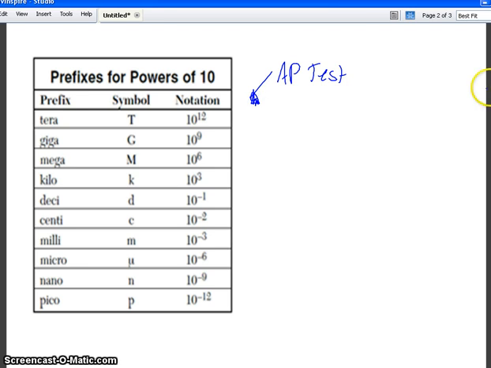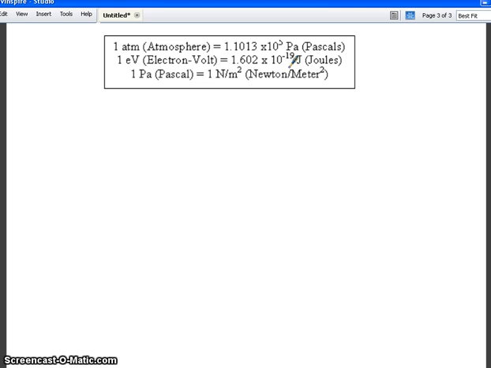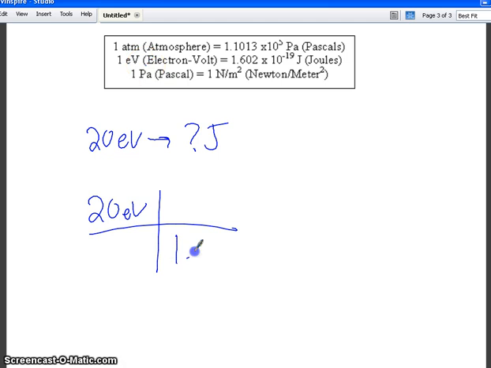One more thing, you're also going to have other random conversions, like an electron volt is equal to that many joules. It's the same thing. So let's say I have 20 electron volts. How many joules? Well, I put 20 electron volts here, and I put 1 electron volt on the bottom so I can cancel those out, and on top it's going to be 1.602 times 10 to the negative 19th joules. I don't have any cool little ways to do this easy for you. Basically, pull out your calculator, do 20 times that, and you will have your answer.